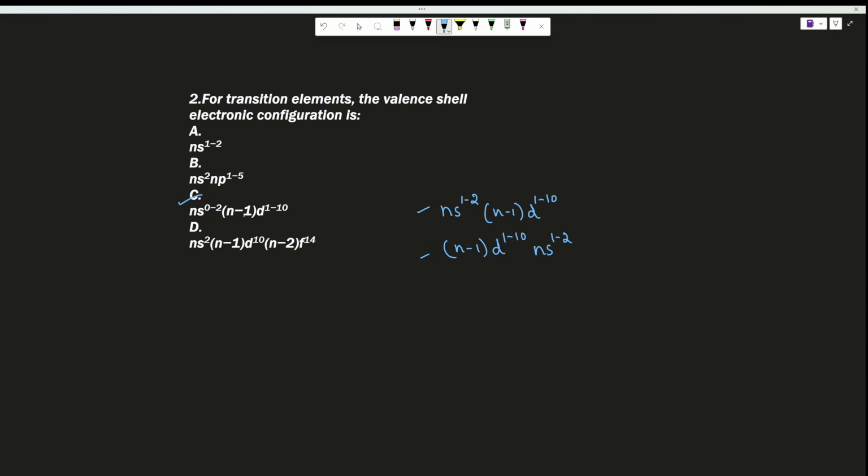That means here while filling you are filling ns first, but while writing you can write (n-1)d first. That is one thing. And usually it is 1 to 2, but it is given here 0 to 2. That is also correct, because for some elements in 4D and 5D, especially if you look at the configuration of palladium, in that case you will get 0 electrons in ns. Okay, so that is also D block, so you need to consider that. That's why it is given 0 to 2.